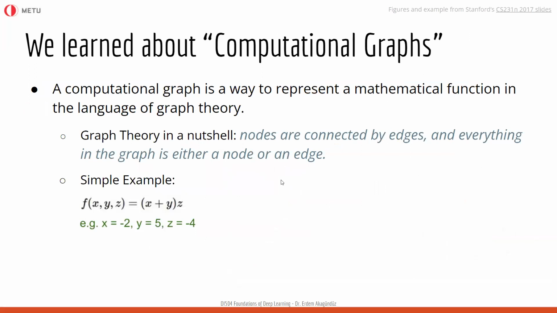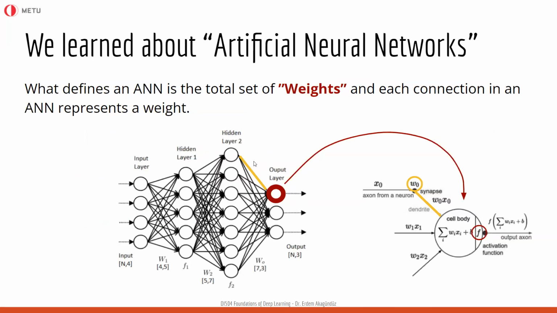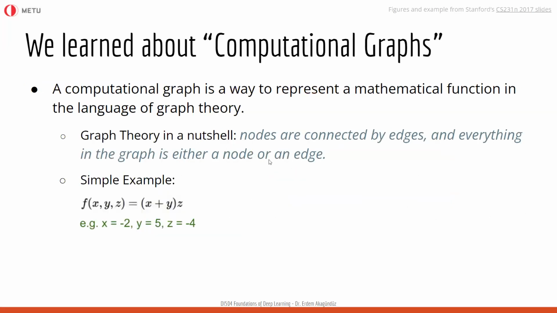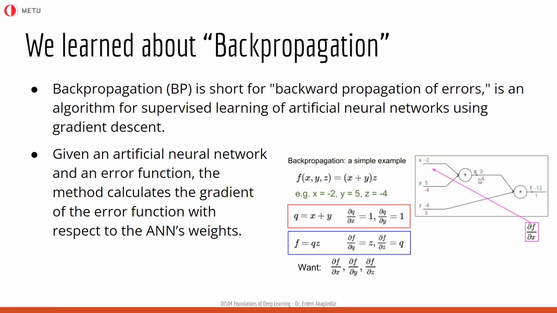Then we talked about computational graphs, because a computational graph, which is a mathematical structure where you represent a mathematical function using graph theory, is a common way of representing these neural networks. You have some mathematical function, and you can represent it by a computational graph. So for example, consider this very simple function of 3 variables.